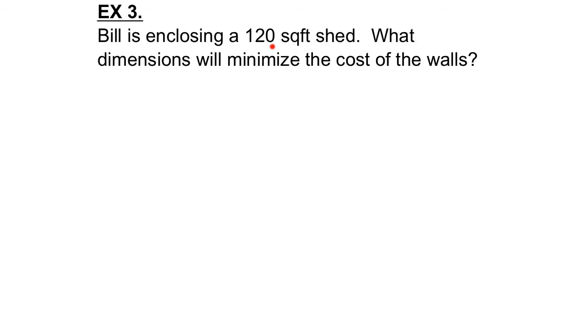Bill is enclosing a 120 square foot shed. So that's an area, just to be clear. What dimensions will minimize the cost of the walls? Okay, now it's talking about minimizing the cost.